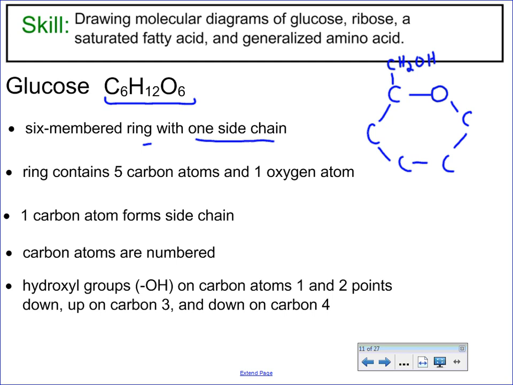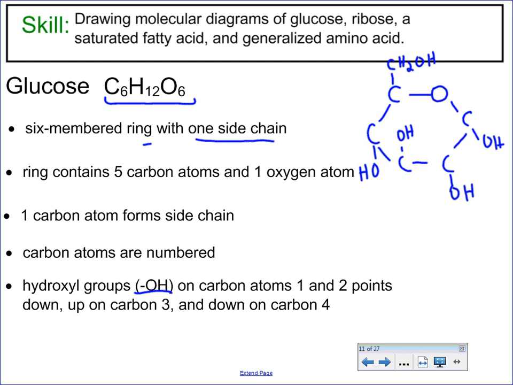So glucose has what's called hydroxyl groups, which are these OH groups. And on carbon atoms 1 and 2, they do point down. On carbon 3, they will point up. On carbon 4, they will point down.